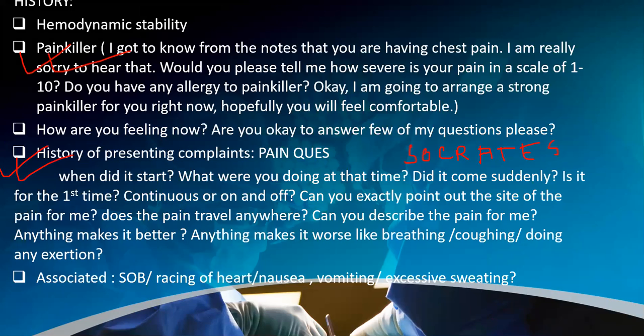Now, very important guys, make sure to ask this question. I have seen a lot of candidates, because the time is running, not asking this pain question properly. But this is important. At least you can cut off continuous or on and off if you are running out of time. Did it come suddenly? You can cut that off, because you already asked what exactly were you doing at that time. But site of the pain, onset of the pain, the radiation of the pain, character of the pain, these are very important. If you don't ask it, it means that you don't know the basic history questions. So don't let the examiner understand that.